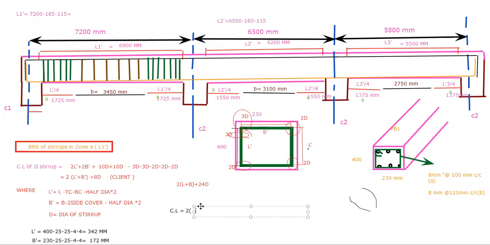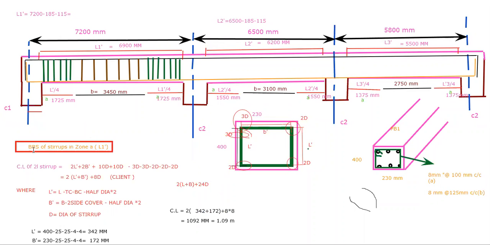So 2 in bracket 342 plus 172 bracket close plus 8D. Where did 8D come from? I have explained, and the dia is 8 mm. Please find out and tell me the cutting length. What is the cutting length you are getting? 1092 mm, that is 1.09 meter. Okay, this is the cutting length of this beam stirrup.